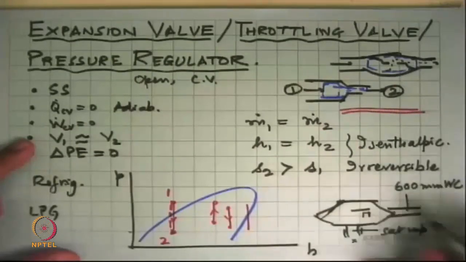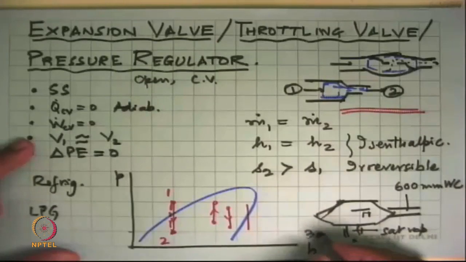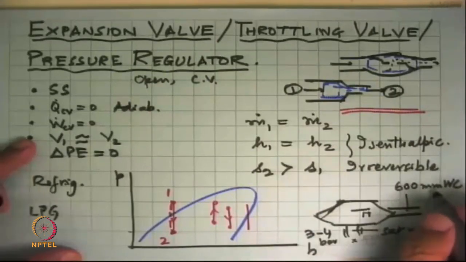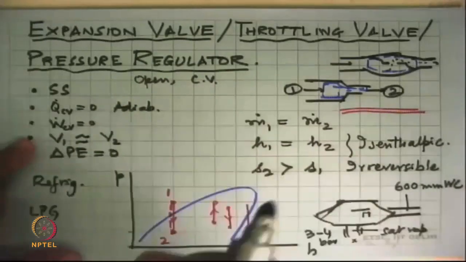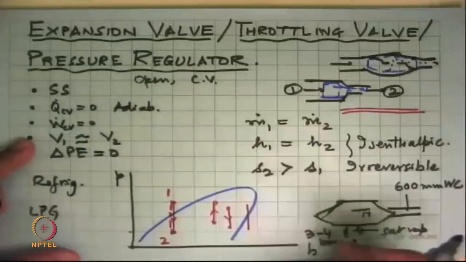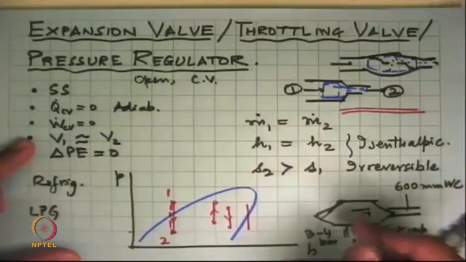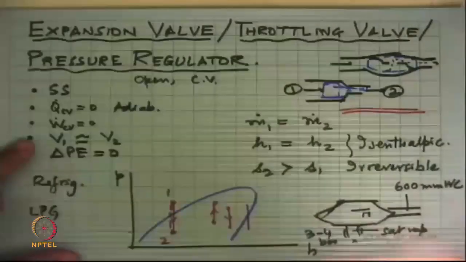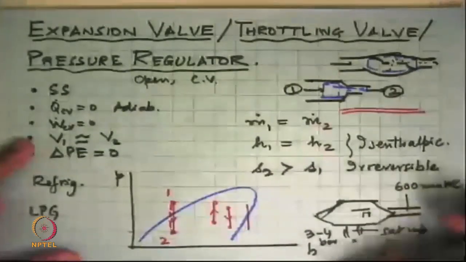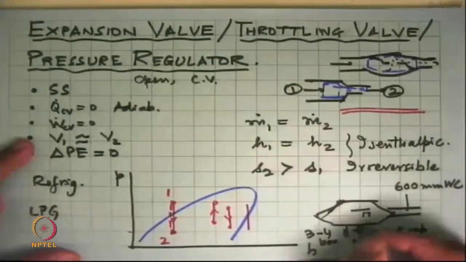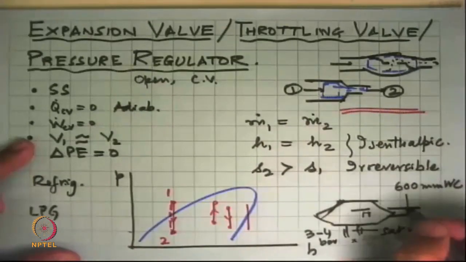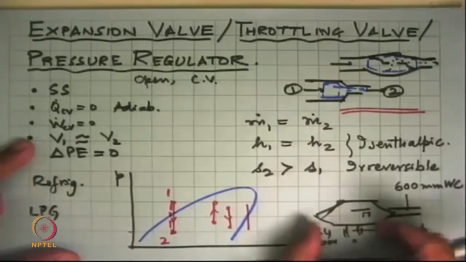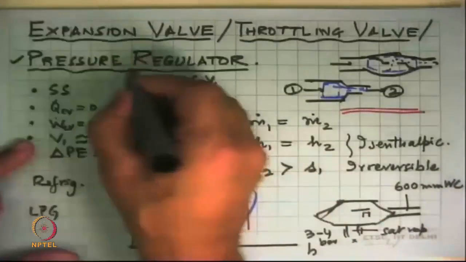So we have just throttled it from say 3 bar or 4 bar, somewhere in there, to 600 millimeters of water column. That's a much lower pressure. This is a very small opening, like a millimeter in diameter or so, through which this vapor passes. There's a lot of friction, and its pressure drops, but enthalpy remains the same. There is not much change in velocity. Potential energy changes are very small, and you get constant pressure over here. So that's the device, and that's why it is called a regulator.